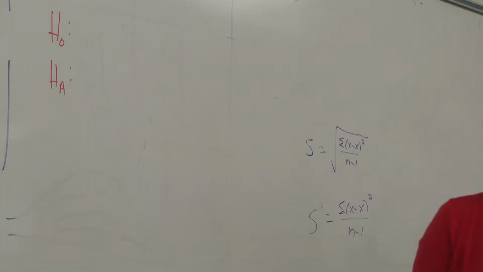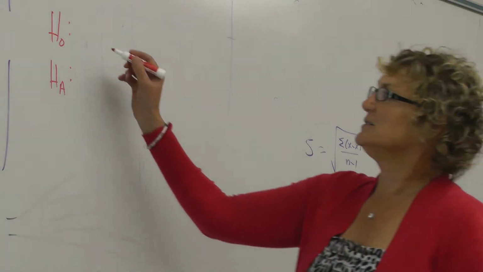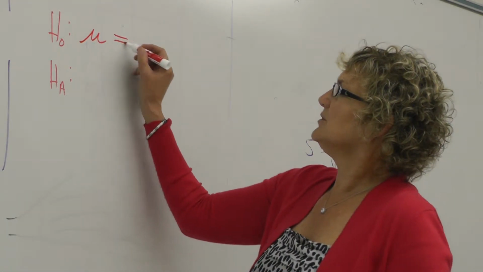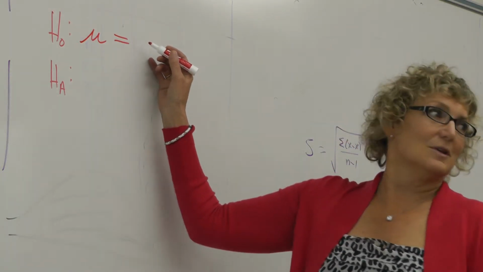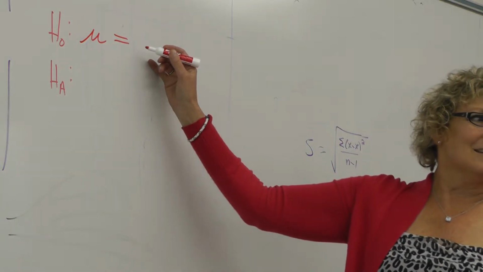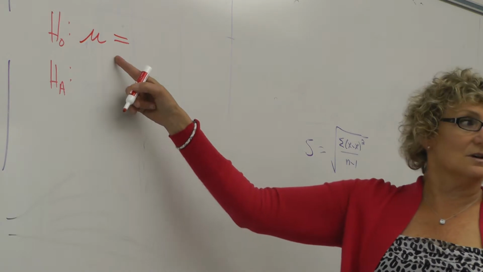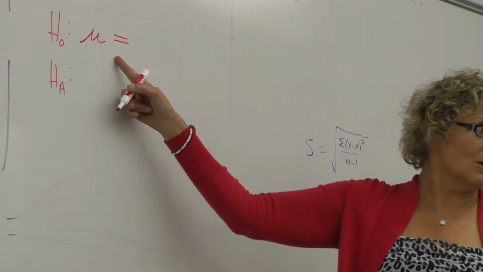That means the mean equals 9,290. So which one is our claim? Right? So our claim is equal to, because of the equal sign. Everybody understands when you're doing the hypothesis test?